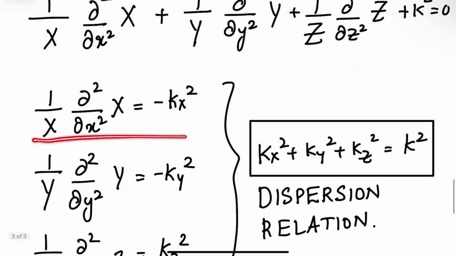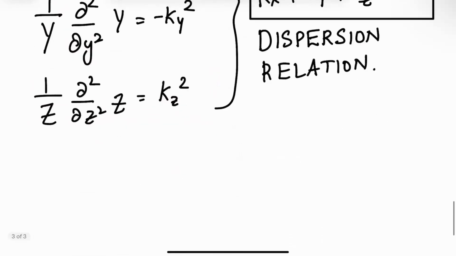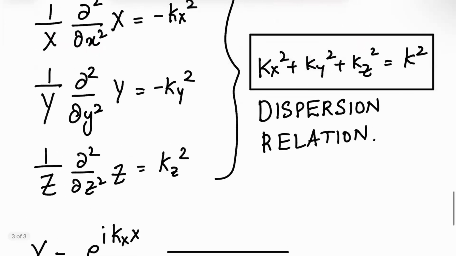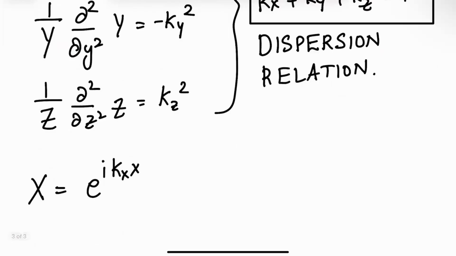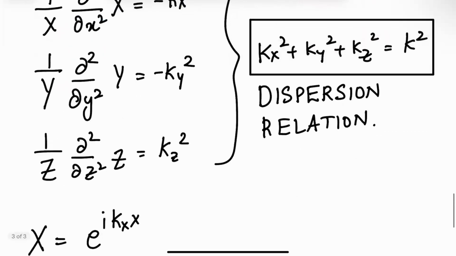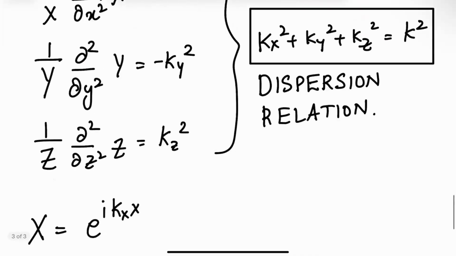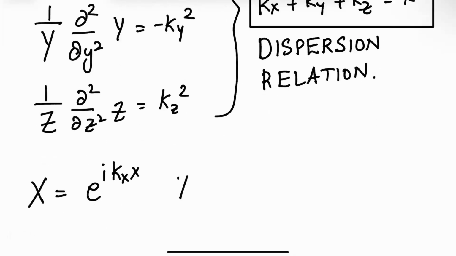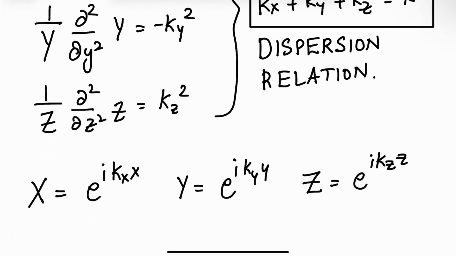So we know the solution to this differential equation, right? That's pretty trivial. The solution is nothing but e to the i kx x, because you take derivatives and substitute it in here, and you get i kx times i kx, which becomes minus kx squared. Then when you divide by e to the i kx x, it cancels out, and you end up with minus kx squared, which is what you have on the right-hand side. Okay, similarly, Y is equal to e to the i ky y, and Z equal to e to the i kz z.